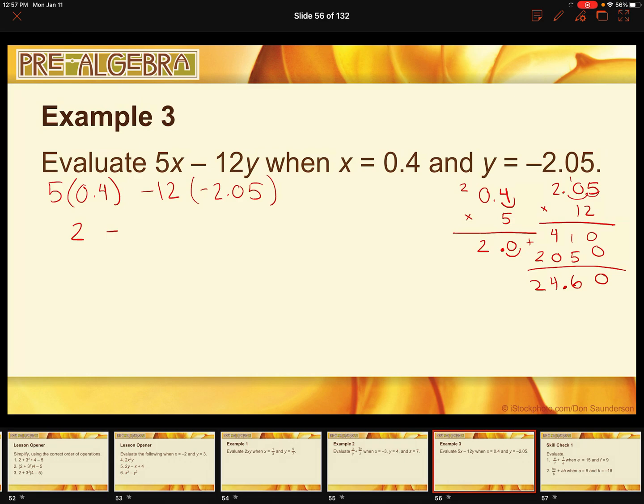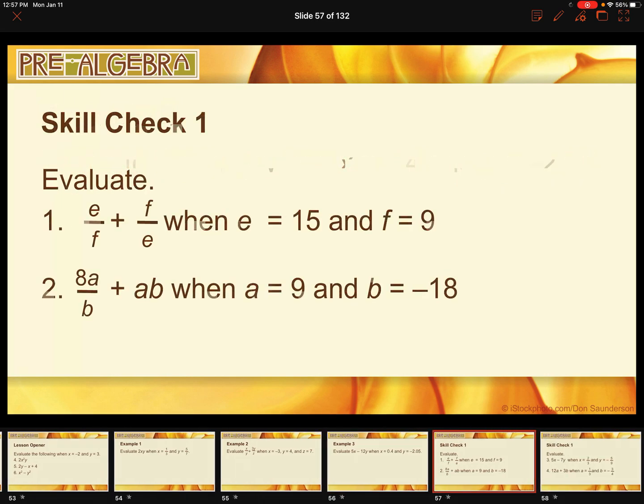I'm going to move it over 2 places to get 24.6. Okay, watch your signs here. I had a negative times a positive, which is a negative. I see 2 minus signs. I can change that to addition for a final answer of 26.6.